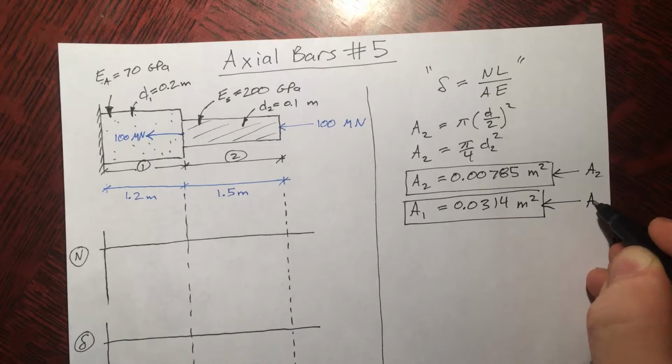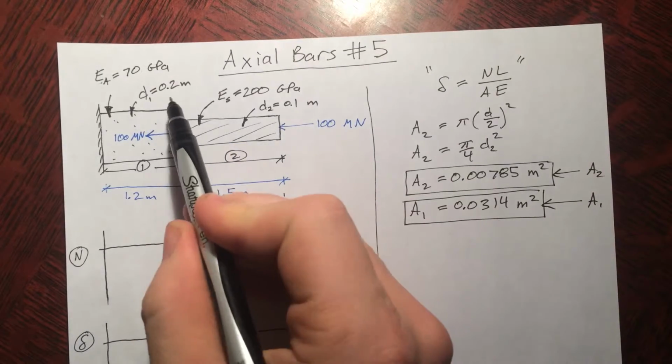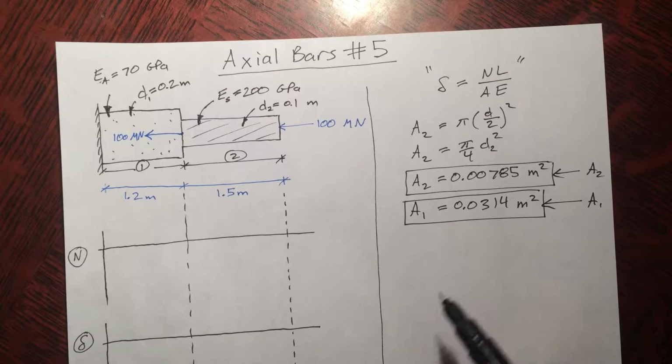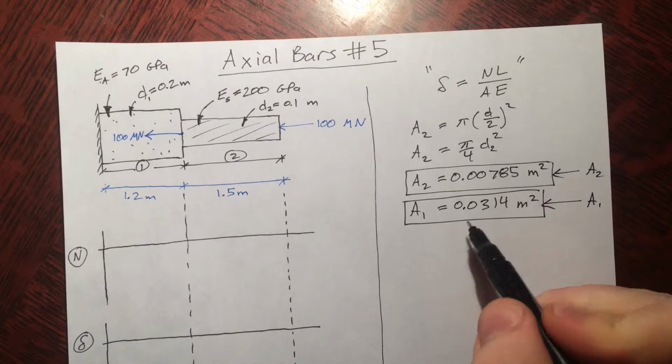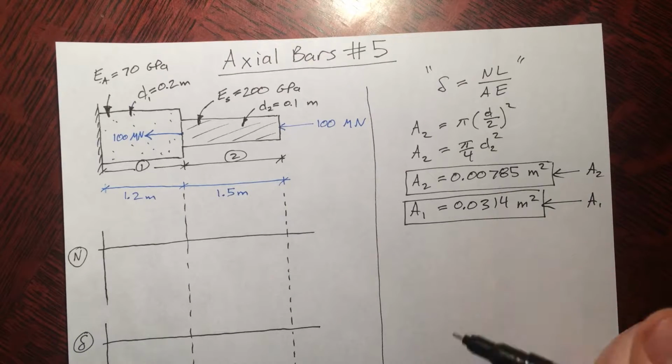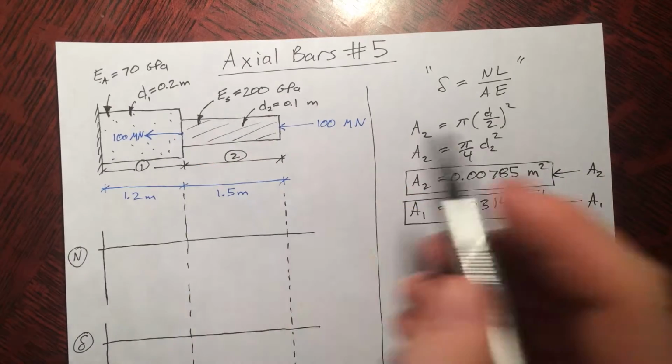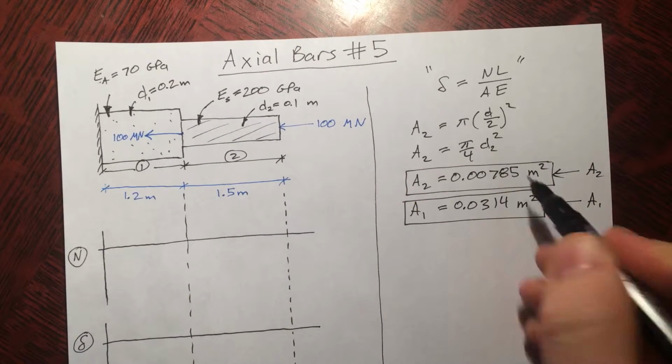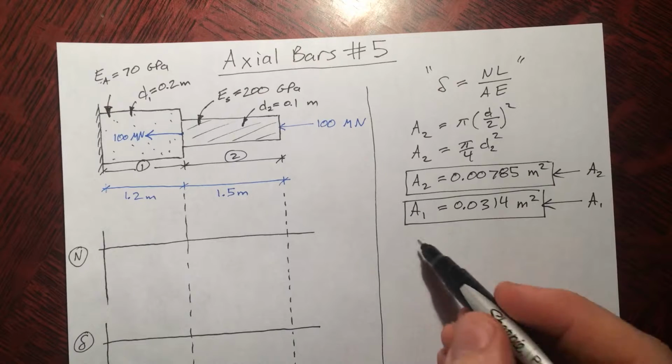Alright, so let's do a quick reality check. Does this make sense? We know that this diameter is twice as much as this, and we're squaring it. So that means that this area should be about 4 times bigger than this, twice the value squared. And that's true. If you take this number and divide it by 4, you'll get that one.